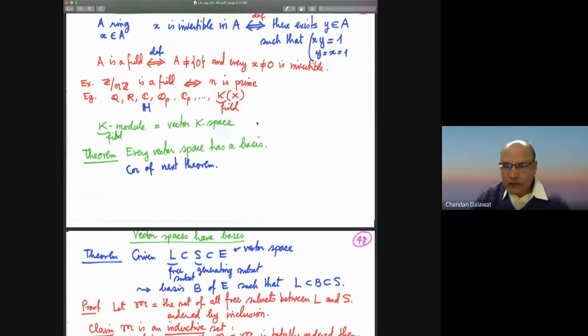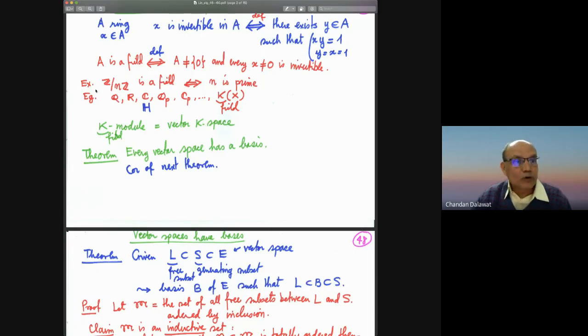Now, a vector space over a field is just a module over that field. That's the definition. Okay, so it's not a new concept. If your ring happens to be a field, then that module is called a vector space. But what's really new in the case of fields is that every vector space has a basis. Over rings, we have seen that there are many modules which don't have bases.